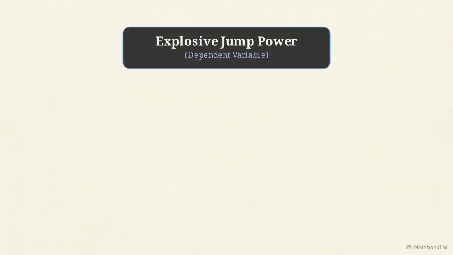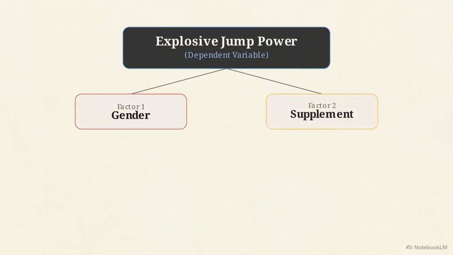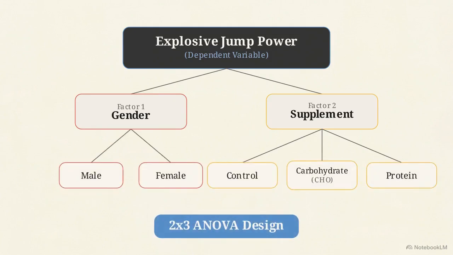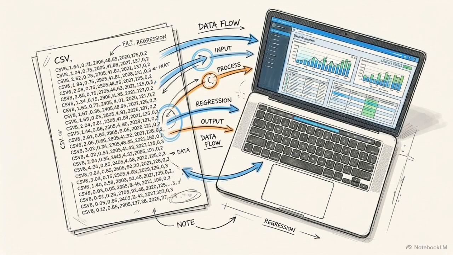Our continuous outcome is explosive jump power, and we are testing how it is influenced by two distinct factors: gender and a supplement factor split into three levels: a control group, a carbohydrate supplement, and a protein supplement. We are going to take this raw CSV data and walk step by step through JASP.